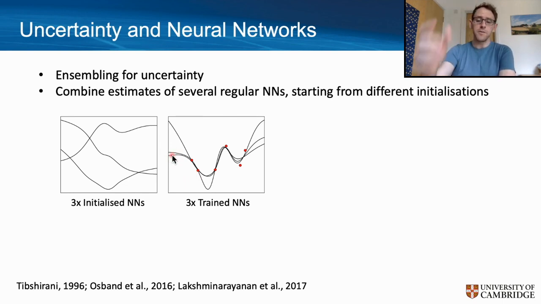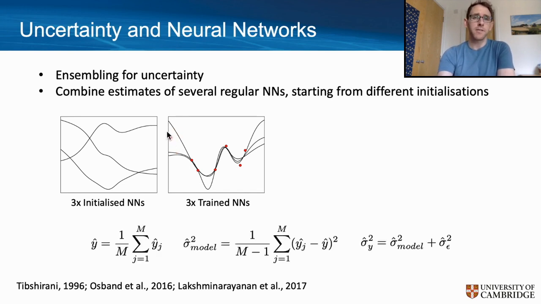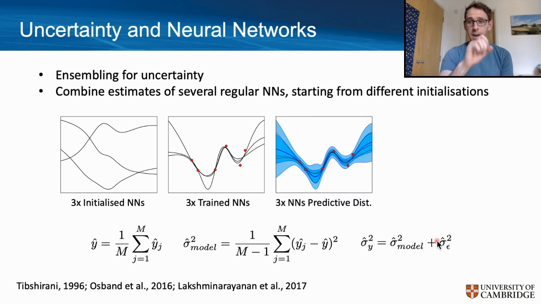And while this can be used just to improve the accuracy of the whole ensemble, you can also look at the variance or the diversity to turn it into a predictive distribution. So you take the mean of the ensemble, where J indexes each ensemble member. You then look at the variance of the ensemble, and then you can say our uncertainty over our prediction of Y is our ensemble variance. So this is your model or epistemic uncertainty, plus some other fixed noise value. And this then gives you a predictive distribution.